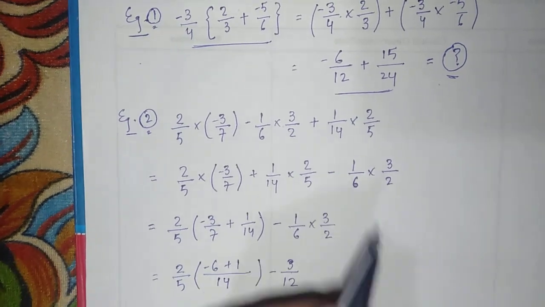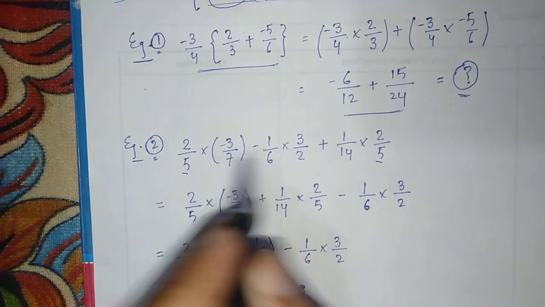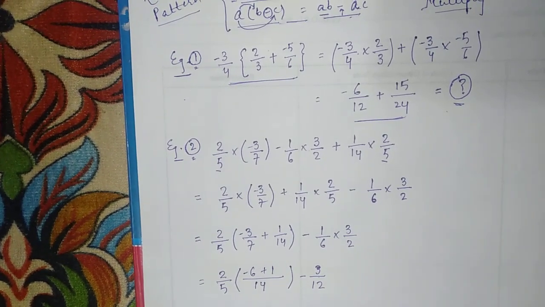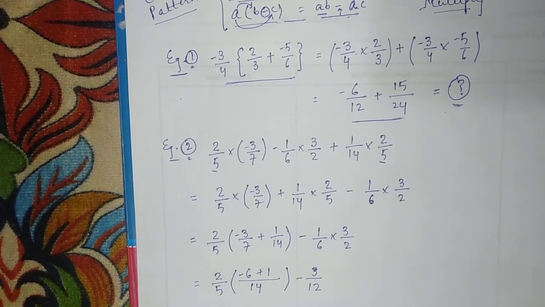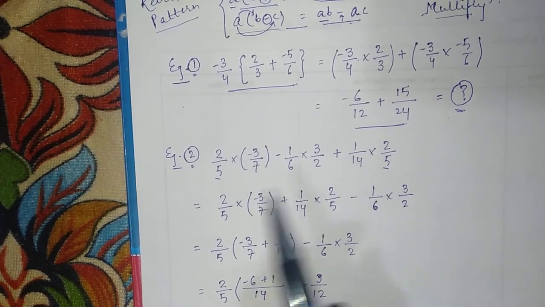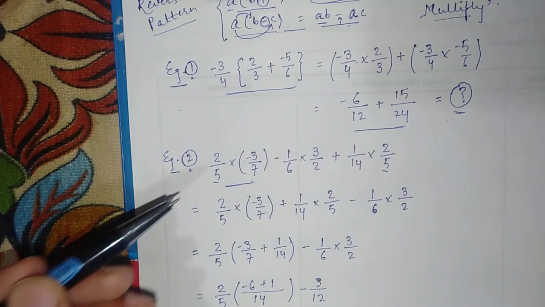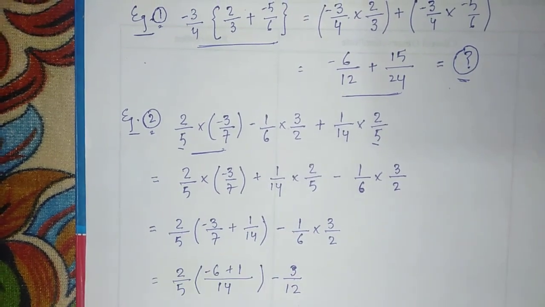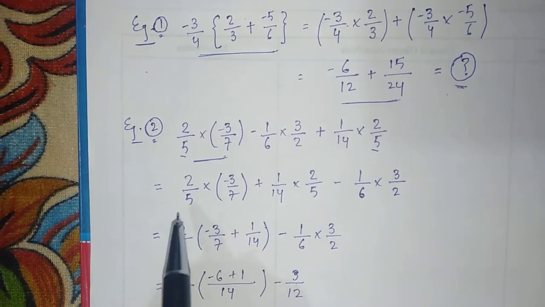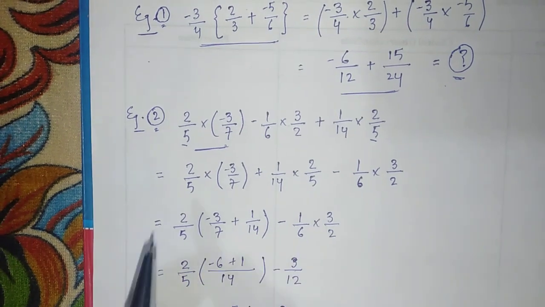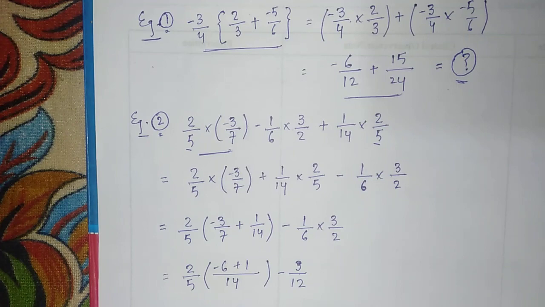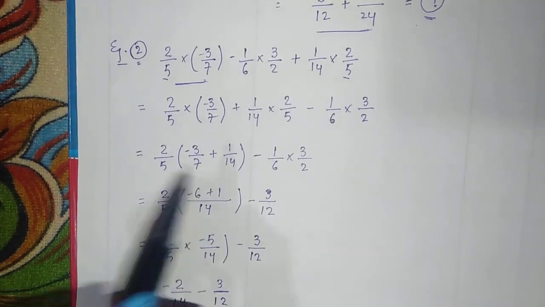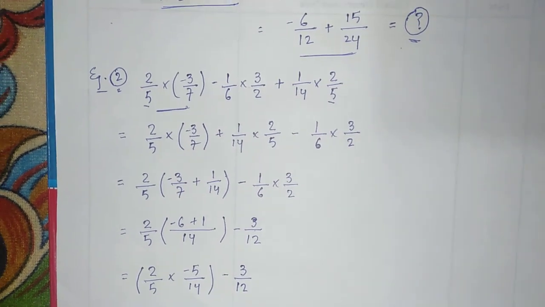We can see that 2 upon 5 is common in these two terms, right? So using one of the properties of rational numbers, the commutative property, which we have already studied in one of the previous videos, we put this term next to the first term. So 2 upon 5 into minus 3 upon 7, then we put this term here instead: 1 upon 14 and 2 upon 5. Now you can see that 2 upon 5 is common in these two terms, so we take 2 upon 5 outside the house, and the remaining two terms which are not common are kept inside the house, that are minus 3 upon 7 and 1 upon 14. You can see on the screen as well.